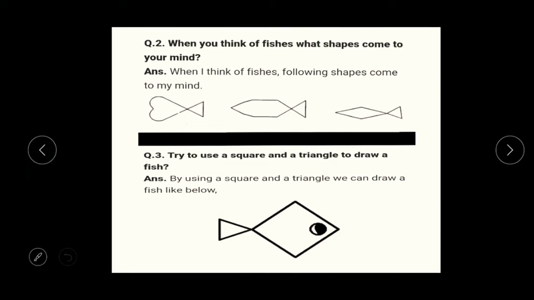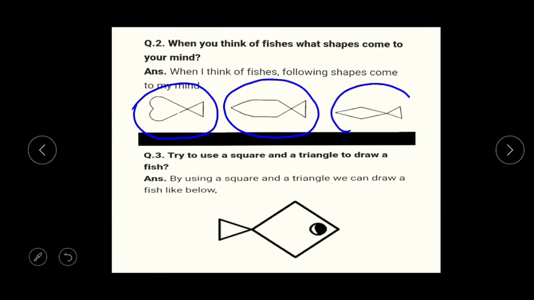Then the second question is, when you think of fish, what shapes come into your mind? So, for me, when I think of fish, the shapes that come to my mind are as follows: a triangle and a heart shape, a fish with a pointed face, and a fish with a diamond and triangle.